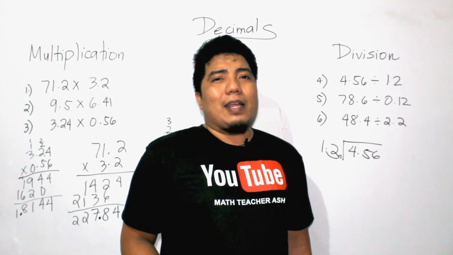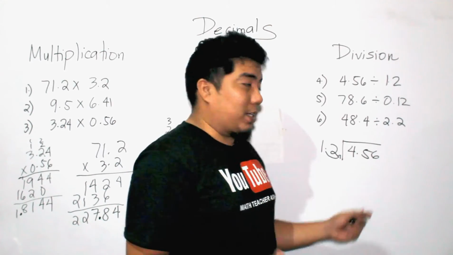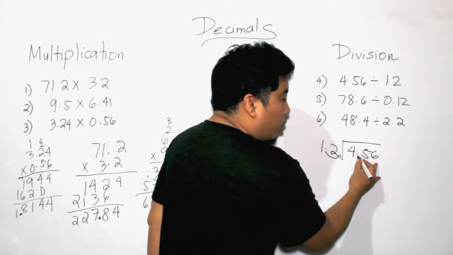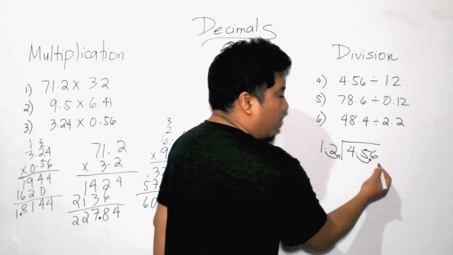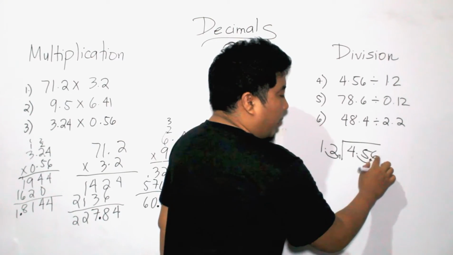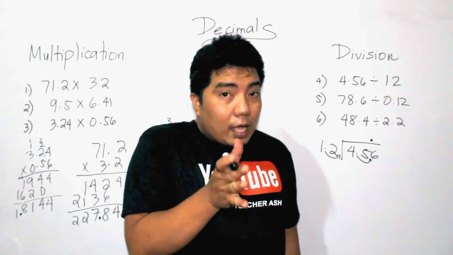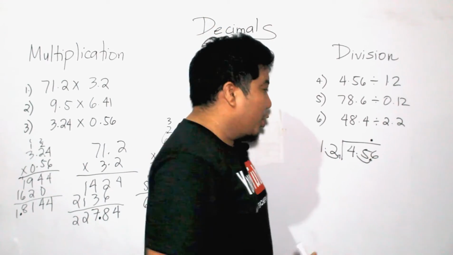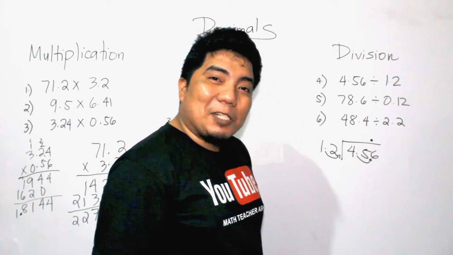If you do that, of course, your dividend will also follow the same process. Since this moved one place to the right, we will also move our decimal point here one place to the right. So, our decimal point will be here, and in our quotient, we will put our decimal point above on that dividend area. Okay? So, now, we have 12, we have 45.6.